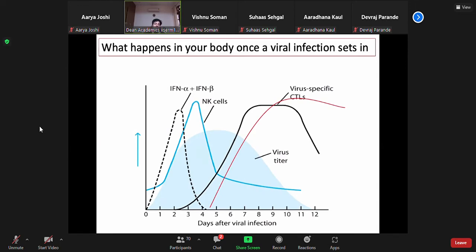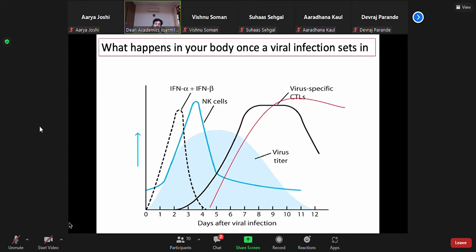Before that, this slide talks about the sequence of events, for example, following a virus infection. On the x-axis you are looking at days after viral infection, so what happens at different days after you have gotten infected with a virus. And on the y-axis, you are looking at the magnitude of these different molecules or the number of those cells you can find.